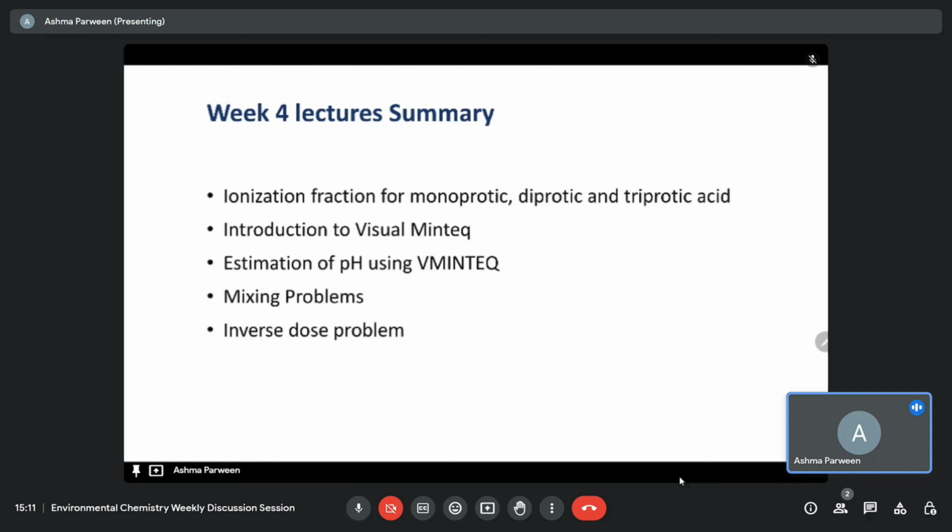So in this lecture, we will need the use of Visual MINTEQ. I have already added the solution by solving the questions in Visual MINTEQ, but I will try to solve the questions live on Visual MINTEQ, so that you get the essence of how to solve them. So we will see the first question.